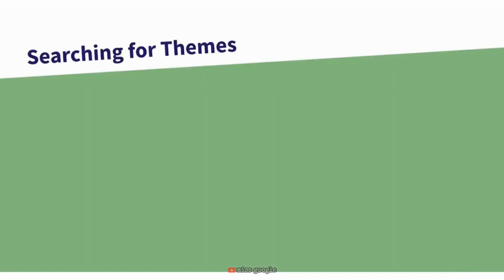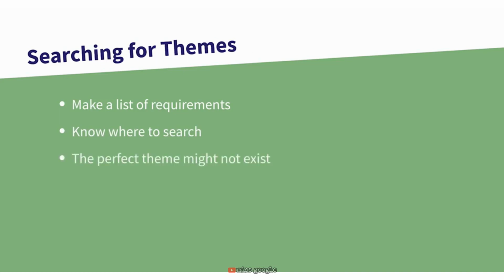Allow me to give you some tips for making the search more manageable. Jot down a list of requirements and preferences before you search. This will help you narrow down your options. Next, know where to search. There are thousands of themes out there, and not all of them are published by reputable sources. I'll share some good ones here shortly. Realize there's a chance that your ideal theme doesn't exist.